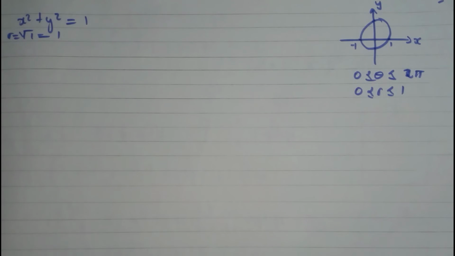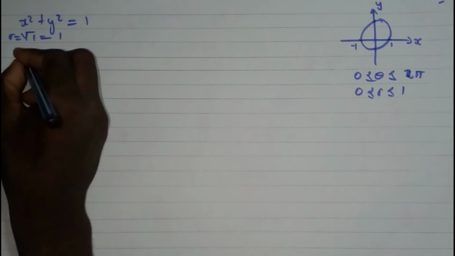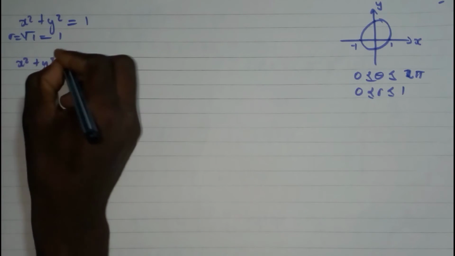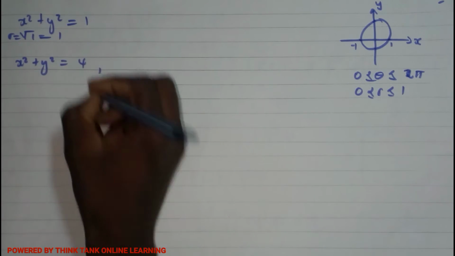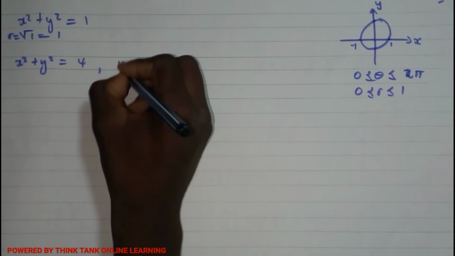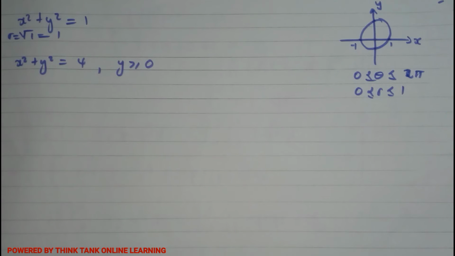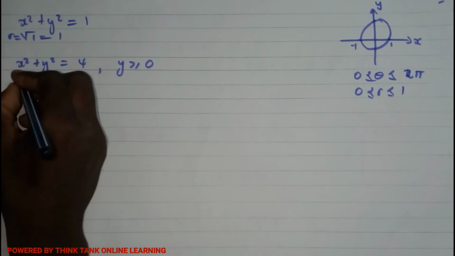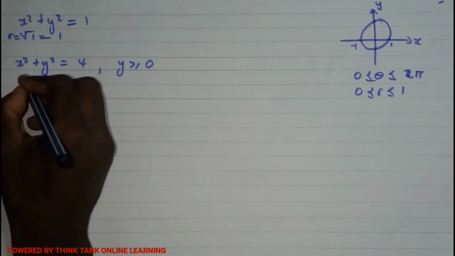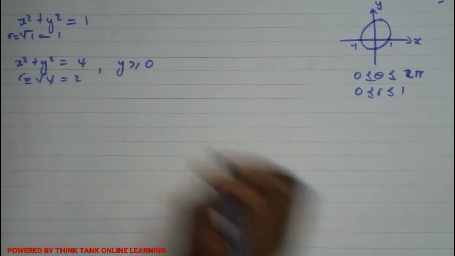But most of the time they'll give you some bounds. Let's say we're given x squared plus y squared is equal to 4, and then they give a condition, let's say y is greater than or equal to 0. First of all, we have to identify the radius. The radius equals root 4, and this is equal to 2.